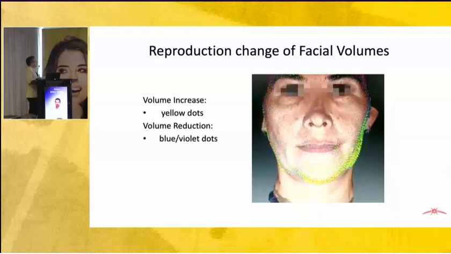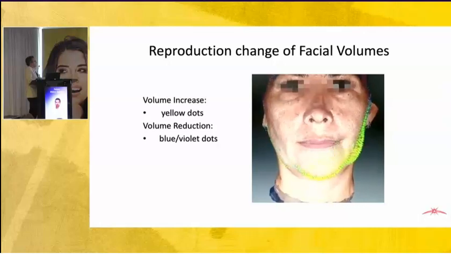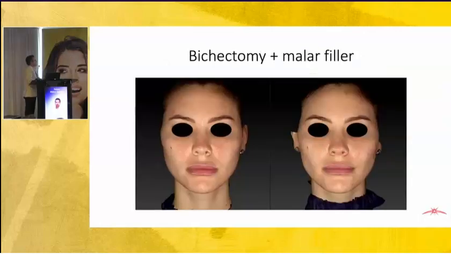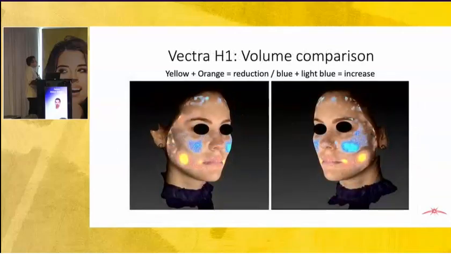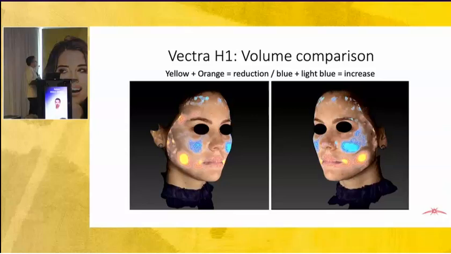And here is the proof that they are done. Here is the increase of the volume and the reduction of the volume. Over indication, my mistake, I think that she's a model, but I think it's too much. I add a filler on the malar area, and here is the bichectomy. And here's the proof, the addition of the volume and the resection of the volume.